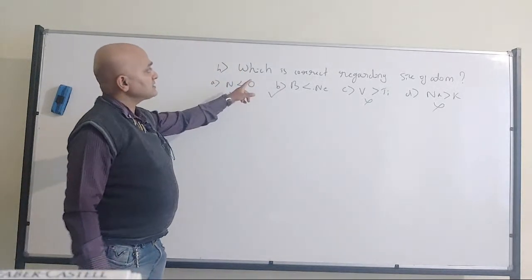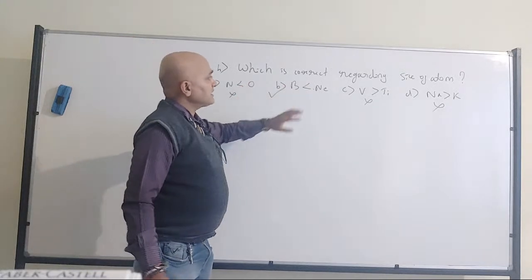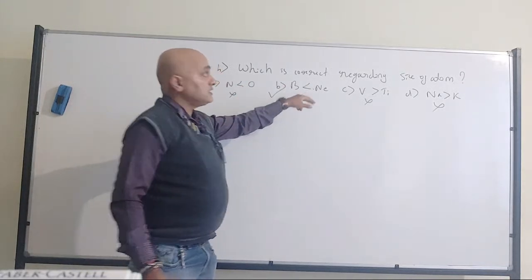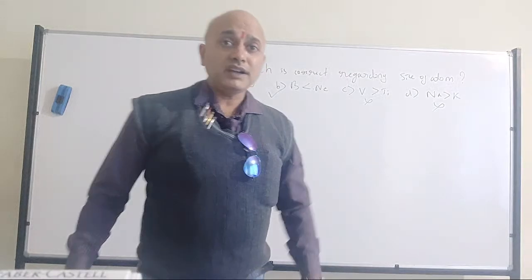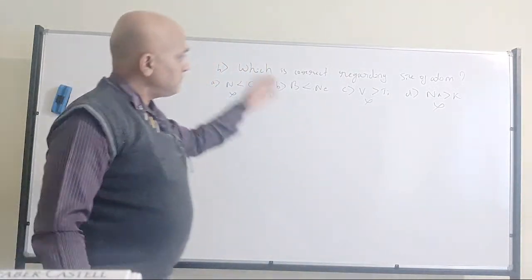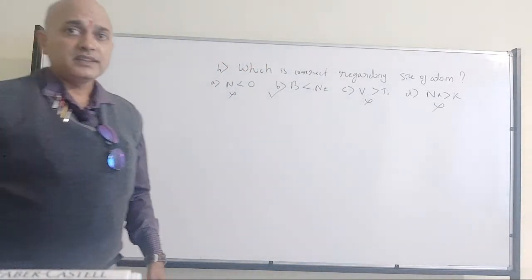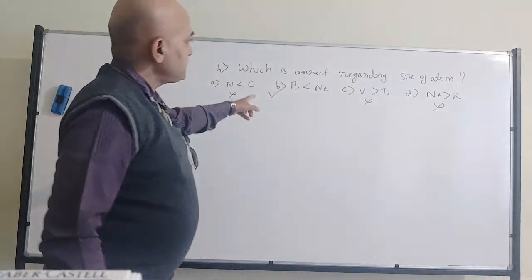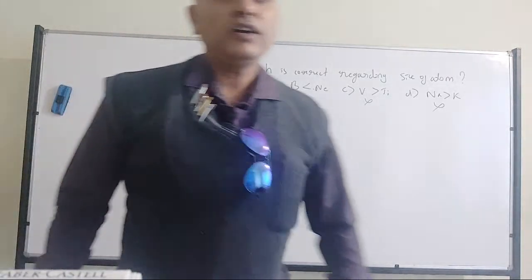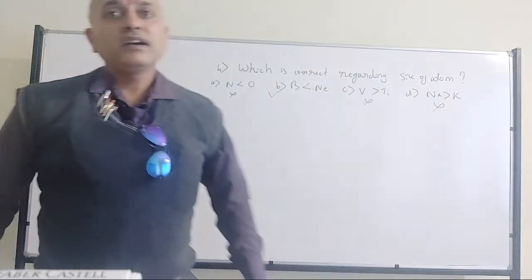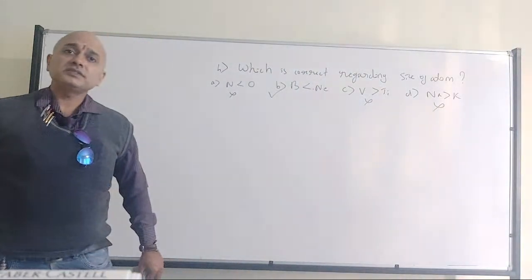Because they are asking which is correct, and since we are considering van der Waals radius for neon, it should be larger, no doubt. So option B should be the answer. All of you will agree? Any doubts?